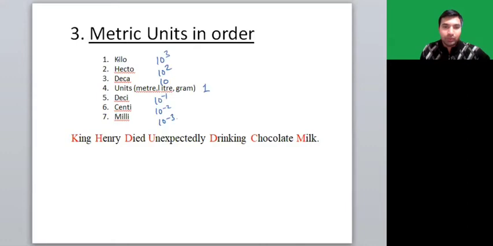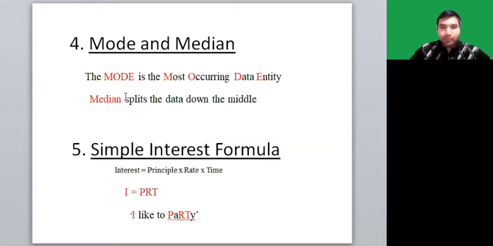So how do we remember this in the respective order? King Henry died unexpectedly drinking chocolate milk. Once again, King Henry died unexpectedly drinking chocolate milk. The very first letter of each word stands for a prefix: K for kilo, H for hecto, D for deca, U for unit, D for deci, C for centi, and M for milli. So if we take the unit as meter, it will be kilometer, hectometer, decameter, meter, decimeter, centimeter, and millimeter. Let's see the next one.